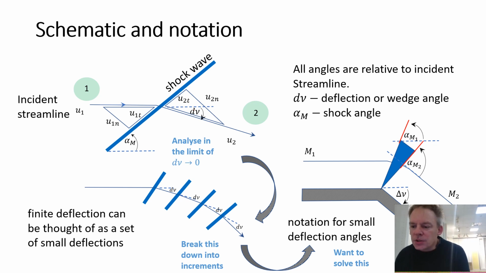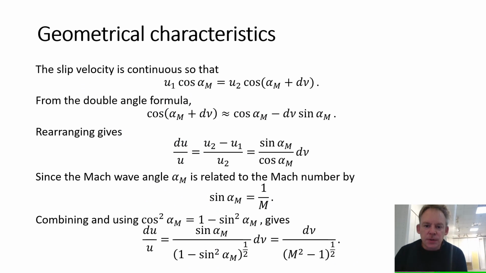Just in terms of notation, upstream, all the angles of shock angles or Mach wave angles are relative to the local streamline. So upstream you have an angle of alpha m1, and alpha m1 in this particular case is going to be arcsine 1 over M1, and then downstream the angle is relative to the downstream streamline. And so that's how we're going to do it. So let's look at the first bit.